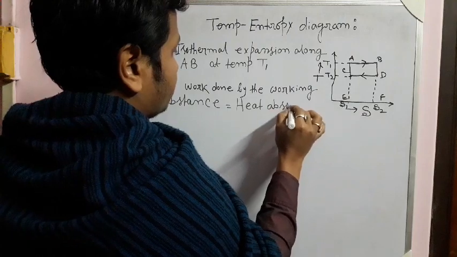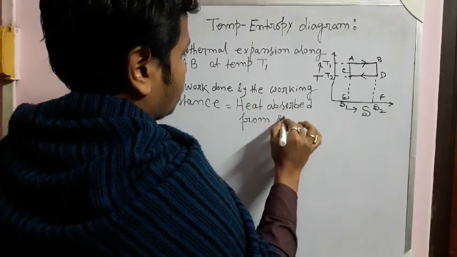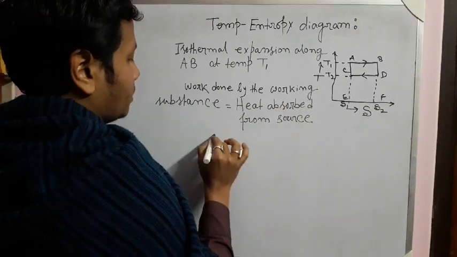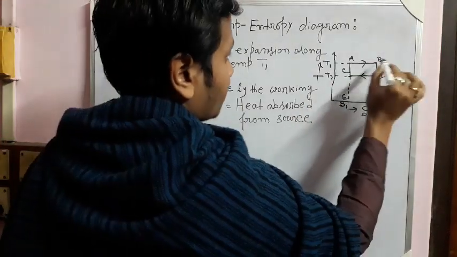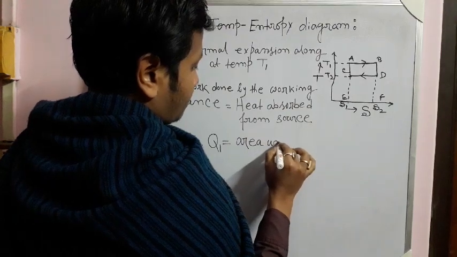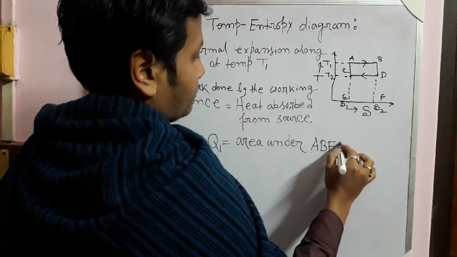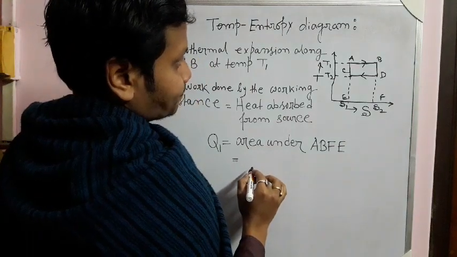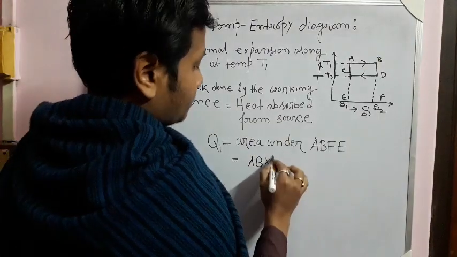So if Q1 represents the amount of heat absorbed, then this is nothing but the area under ABFE of the Carnot cycle. Now what is the area under ABFE? That means AB multiplied by BF.